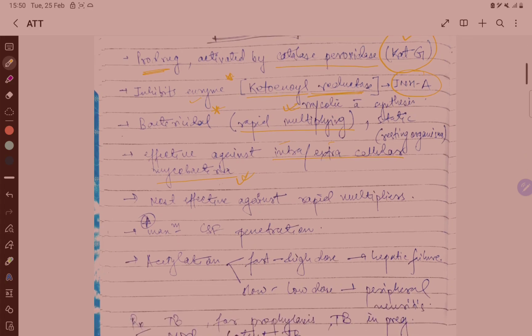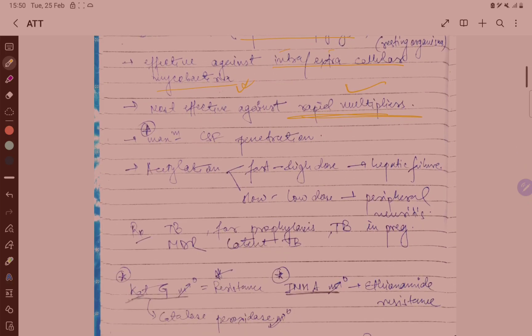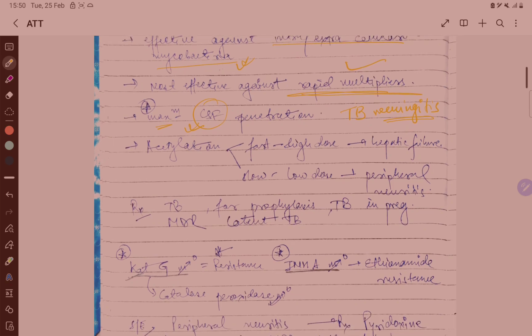Now this isoniazid is most effective against the rapid multipliers, as well as the bacteria which go to the brain. So it has maximum CSF penetration. If there is TB meningitis, the first drug to be given is always isoniazid. If there is rifampicin resistance or whatever, we'll discuss later, but the first drug in TB meningitis is isoniazid, the drug of choice.